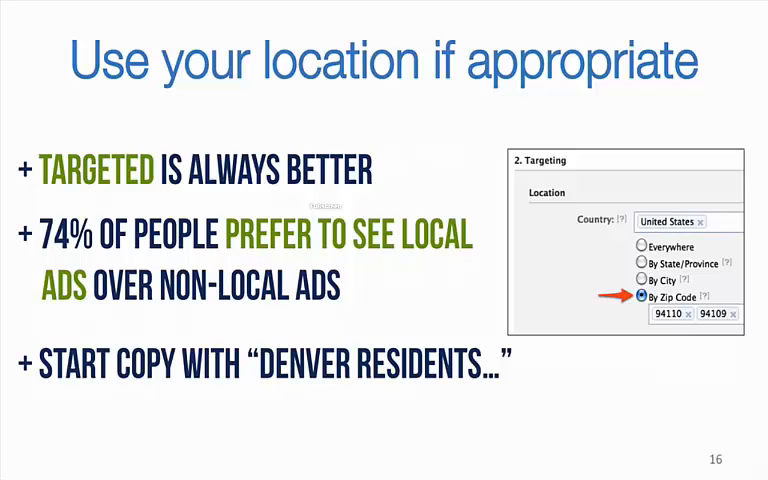All right, use your location if appropriate. Again, you can target now based on location. Because of that, you can consider using your location in the actual ads to make them more compelling. Okay, an ad that starts with copy with, attention Denver residents. If I'm a Denver resident, that is going to resonate more with me than an ad that was just run nationwide. Okay, if it includes pictures or images from my local town, then that's going to be more targeted and more relevant to me. Again, people prefer to see local ads over non-local ads.